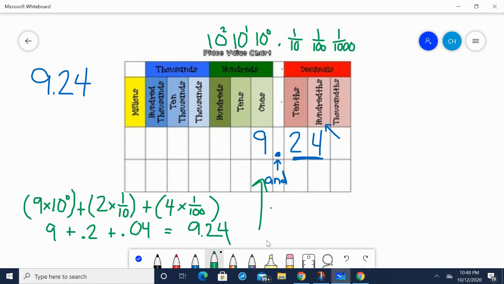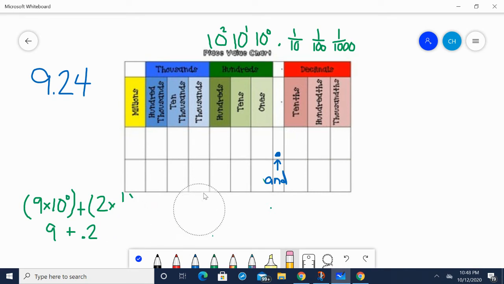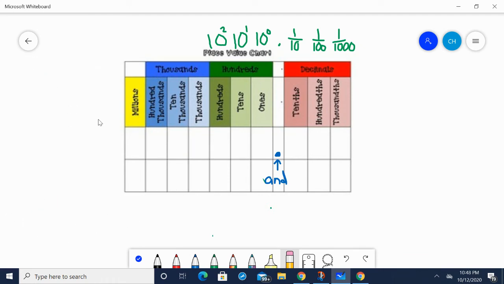All right, so let's go ahead and do another number. Let's make it a little bit bigger. I'm going to try to keep my little helpers still on here. I'm going to erase this. All right. Now, next number. Let's see what our number will be. How about 92.242?